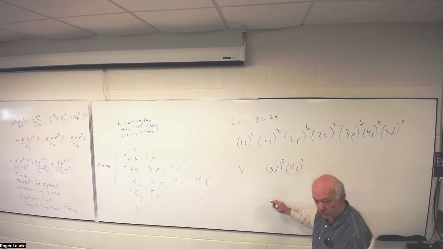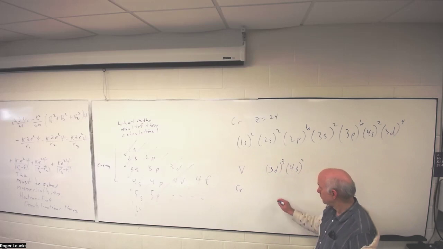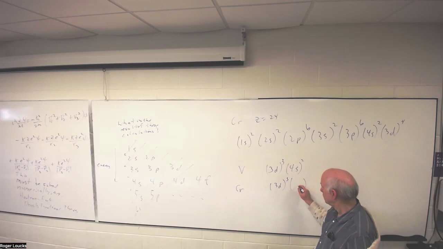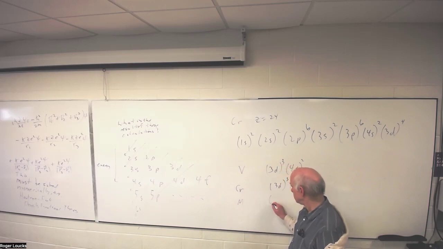Yes. Now you're saying the chromium effects? Chromium is the 3D with 5 in it and then 1 in the 4S. And then it goes to manganese and it adds that 1 electron back in the 4S. So 3D 5 and 4S 2.